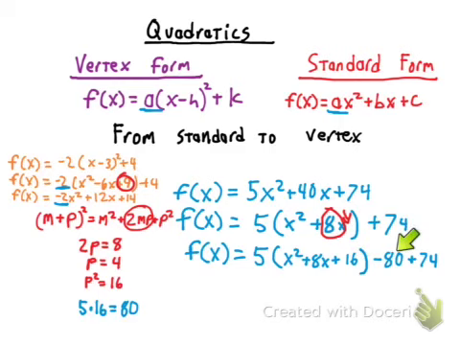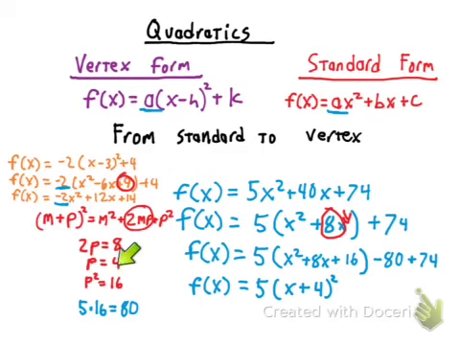And I'm going to counterbalance that by subtracting 80 on the outside. So I added 80 here, I subtracted 80 out here. That's a total of 0. Then we're going to say this simplifies to x plus 4 quantity squared.